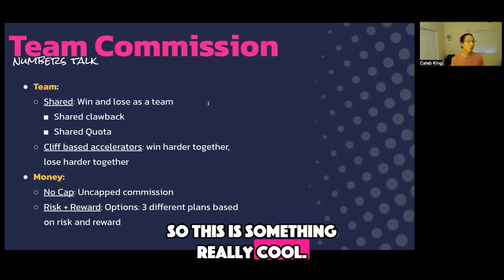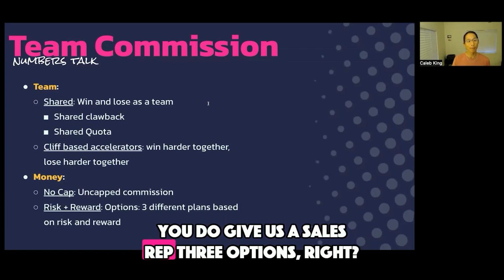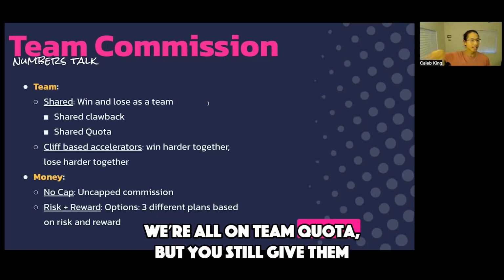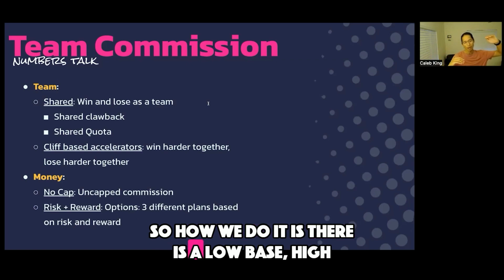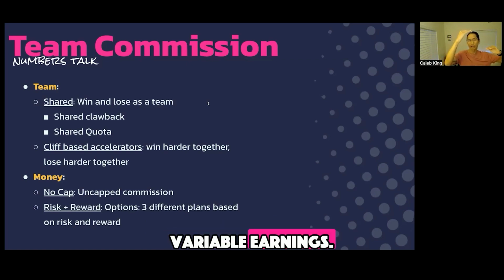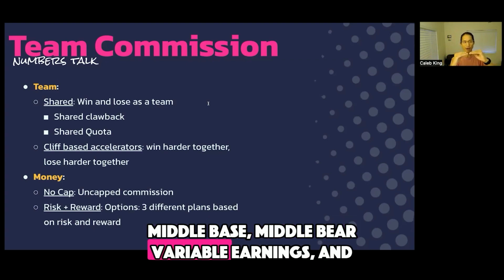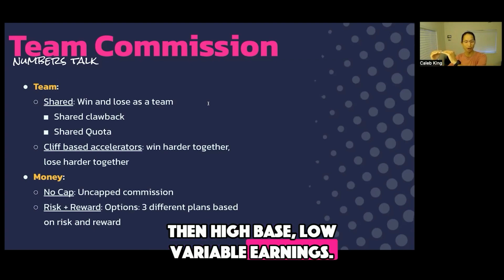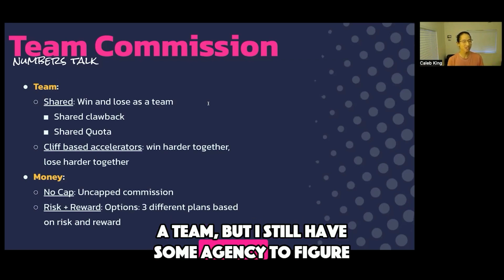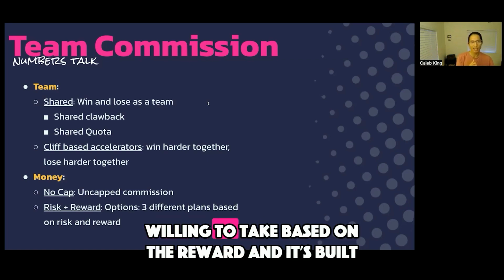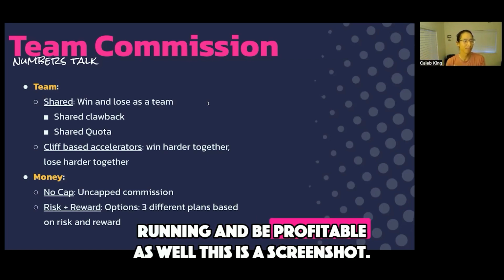So this is something really cool. It's not mandatory, but I've never had it, and we have it here at Super. You give a sales rep 3 options, right? We're all on team quota, but you still give them the power of choice. So how we do it is there is low base, high variable earnings, so high risk, high reward. Then there's middle base, variable earnings, and then high base, low variable earnings. And it's cool. As a sales rep, we can say, yep, we're on a team, but I still have some agency to figure out what is the risk I'm willing to take based on the reward. And it's built into obviously what the company needs to keep running and be profitable as well.